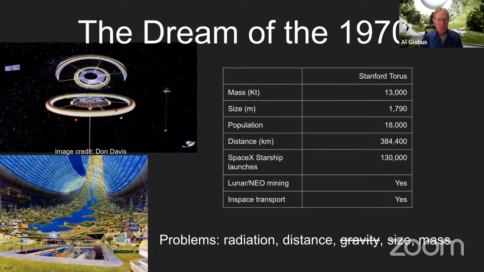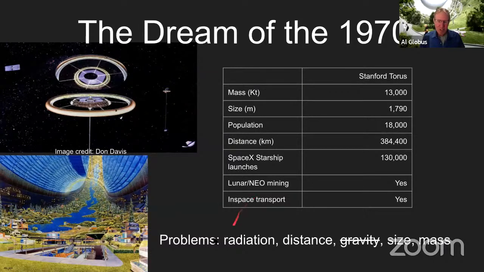Okay, so here's the dream of the 70s. It's the Stanford torus. It has a mass of about 13 million tons. This is in kilotons. It has a size almost 2 kilometers. It has a large population. It's about 384,000 kilometers away from Earth. And if we were to launch it with the most capable vehicle under development today, which is the SpaceX Starship, which we will come back to, it would take 130,000 launches to get 13 million tons up into space. It's just, no, we can't do that. Okay, it's too hard. So what that means is you need to use extraterrestrial materials. Okay, so you need a lunar mine or a near Earth object mine. Okay, and you need in-space transportation to move all this material and stuff around.